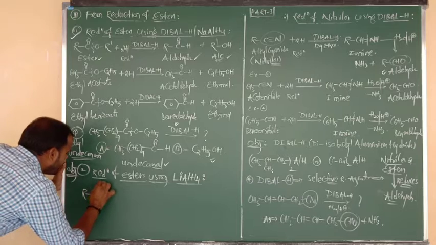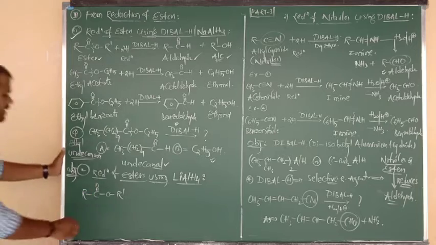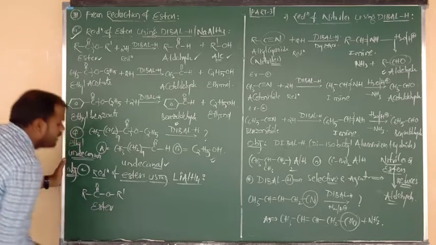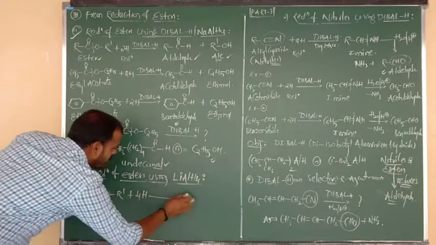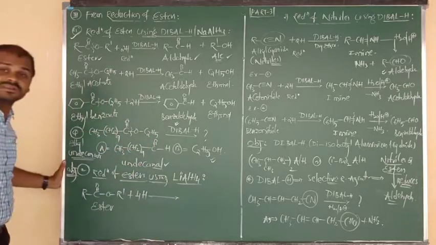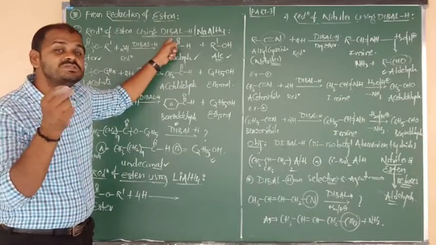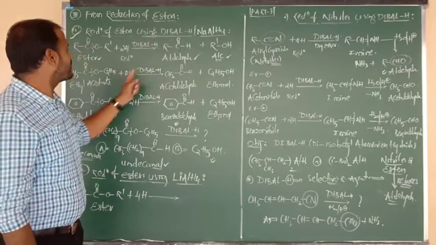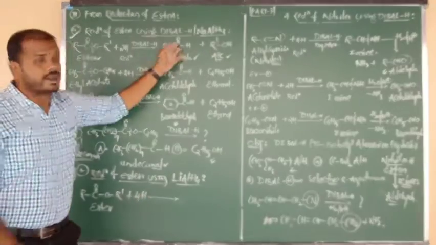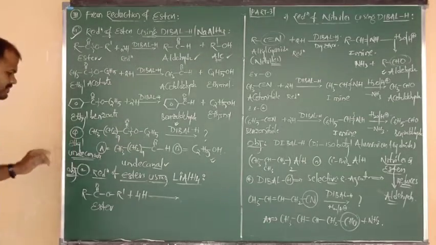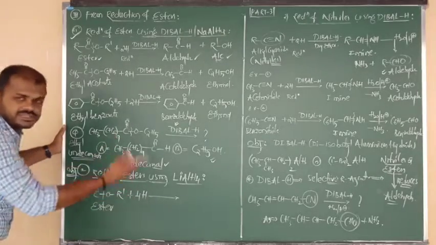R bonded to C double bond O, C double bond O bonded to O, O bonded to R prime. Same formula I have written here. So what is the name of this compound? Ester. Esters upon reduction, okay, addition of what? Hydrogen. But here we have to provide 4 hydrogens, because as compared to lithium aluminum hydride, this is mild and also a weak reducing agent. It provides only 2 hydrogens, that's why you get aldehyde. But if it provides 4 hydrogens, the aldehyde also changes into alcohol. Good. So the first form changes into one alcohol, and the second form also changes into another alcohol.